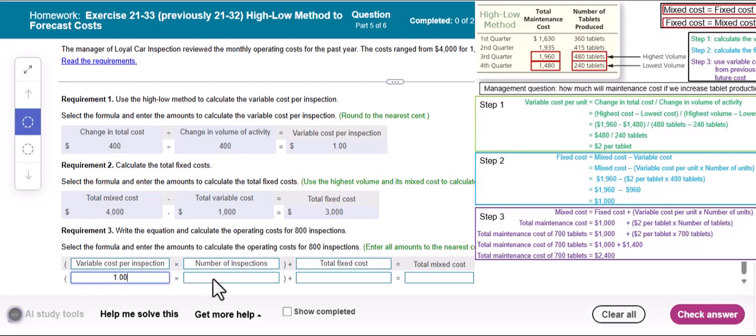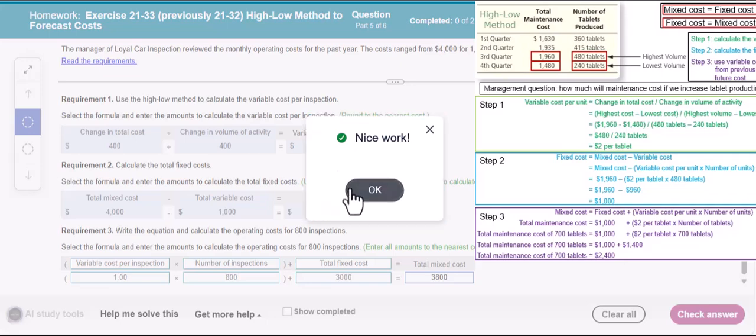And that is times the number of inspections, so 800 they've given us here. And that's plus total fixed costs, which we just calculated here in the second requirement. So that is 3,000. So now to calculate this, we take this $1 times 800 inspections, so that's $800, plus 3,000 of fixed costs, which will give us total mixed cost of $3,800.